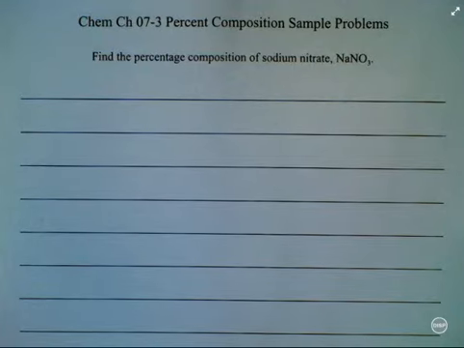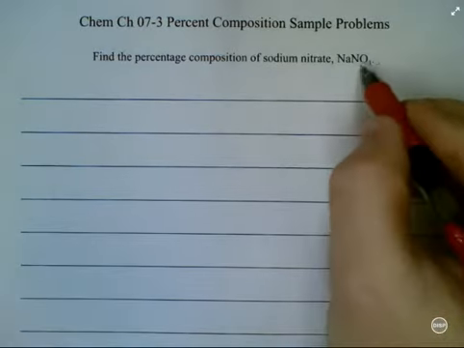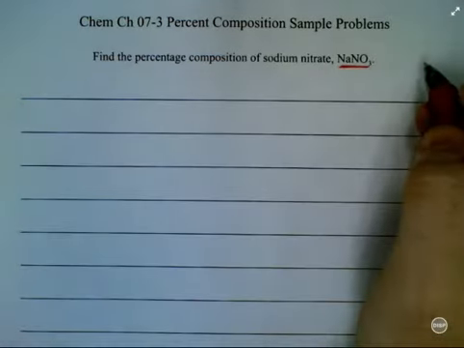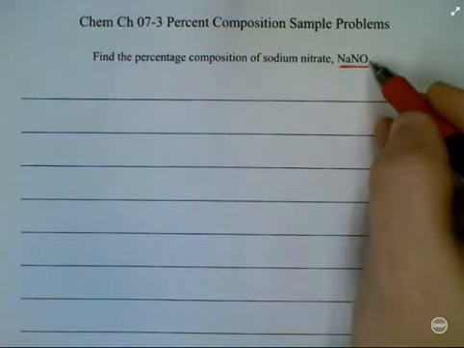Alright, chemistry, this is another sample problem coming at you from chapter 7, section 3. In this sample problem, we're going to be calculating the percent composition of sodium nitrate, NaNO3. Now, one of the things we're going to need to do first off is calculate the molar mass of NaNO3.